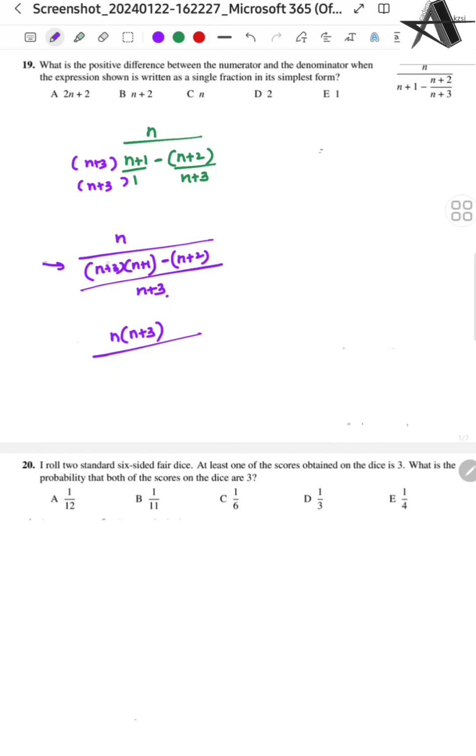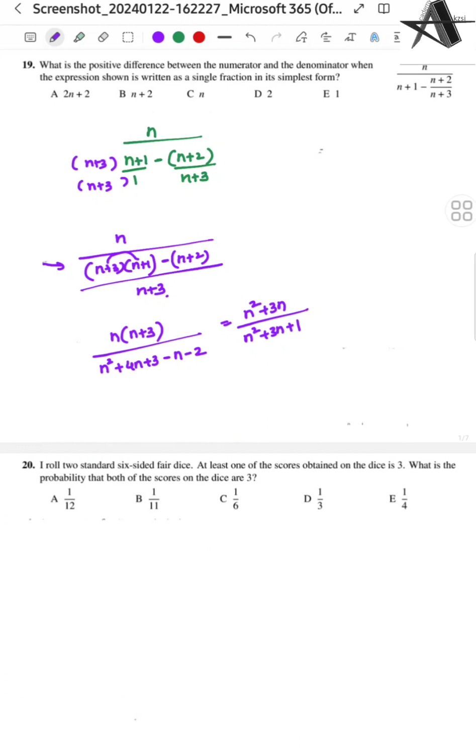Now let me simplify. When I expand this, it comes out to be n squared plus 4n plus 3 minus n minus 2. When I expand it, definitely I need to multiply whatever number is outside the bracket. Now n times n is n squared, plus 3n. Let me simplify it. It's n squared plus 3n plus 1. We have simplified it. Now let's go back to the question and see what they are asking.